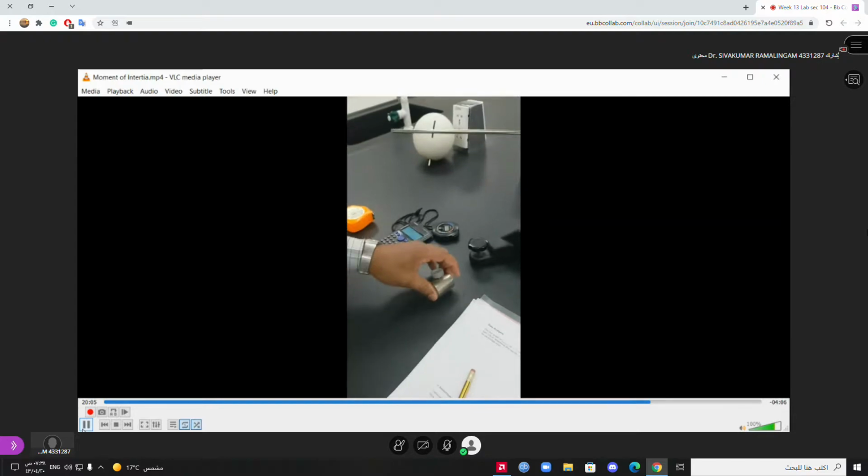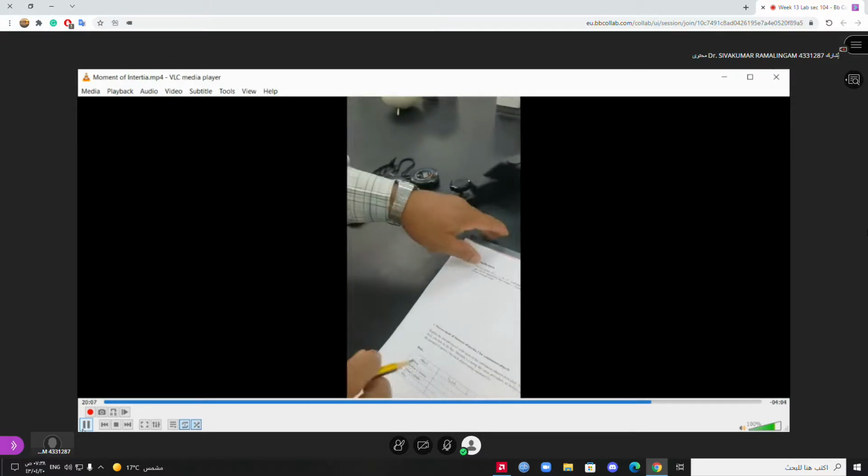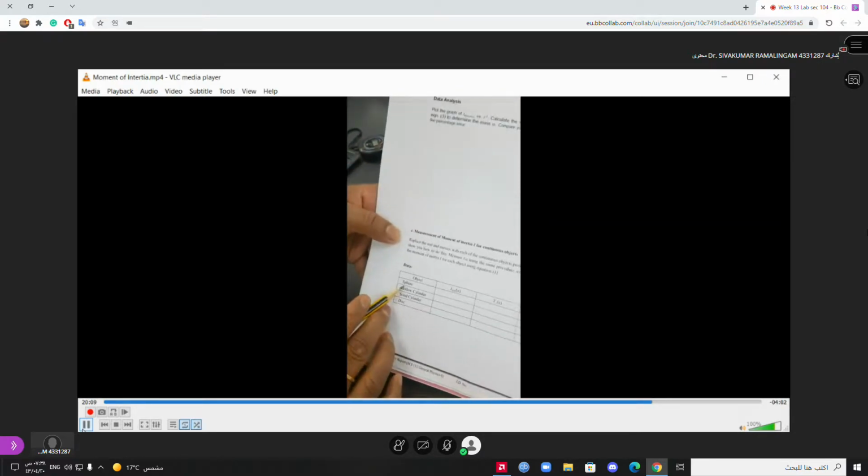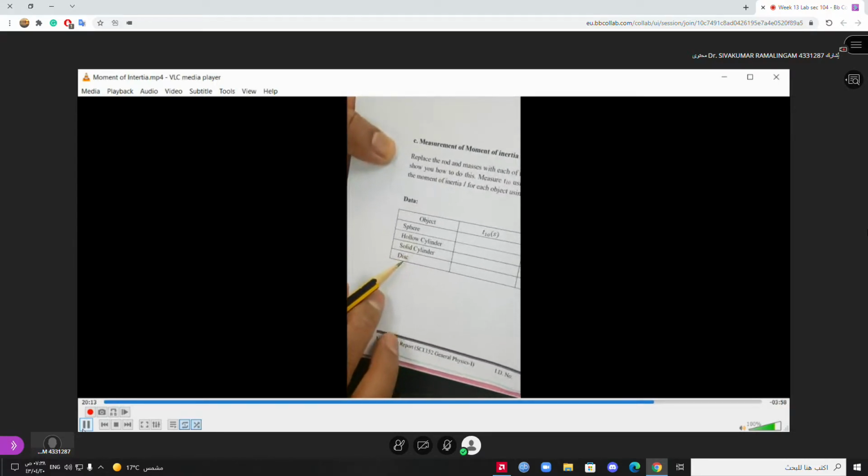The next part, the third part in this experiment, is measurement of moment of inertia I for continuous objects. In part B, we measured the moment of inertia of a point-like object, a small piece of object. Now, I'm going to measure the moment of inertia of different shapes: continuous objects, sphere, hollow cylinder, solid cylinder, and disk.